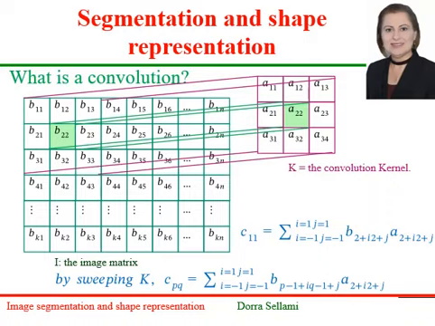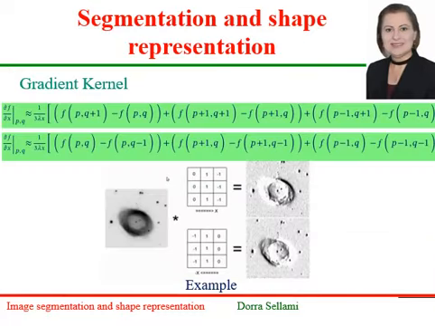We make the kernel sweep all the image pixels. In one pixel position, we evaluate the convolution coefficient as the sum of multiplications of the kernel and all corresponding neighbor pixels, as illustrated in this figure. A generic expression of the convolution coefficient is given in the equation below. Here is an example of a gradient kernel. As can be seen, we compute a mean of 3 gradients for the horizontal gradient.